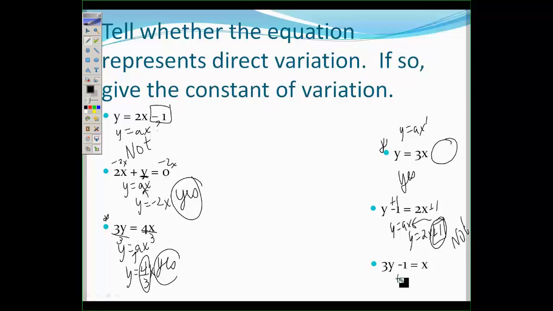Finally, let's just add 1 to both sides and solve for y. Right off the bat, even if I divide by 3, I notice that we're going to have a number back here. That automatically disqualifies it. We're going to say no, not direct variation.